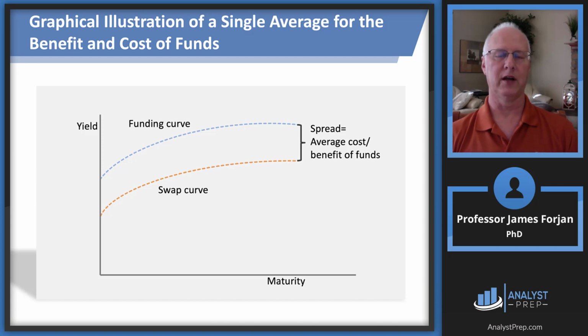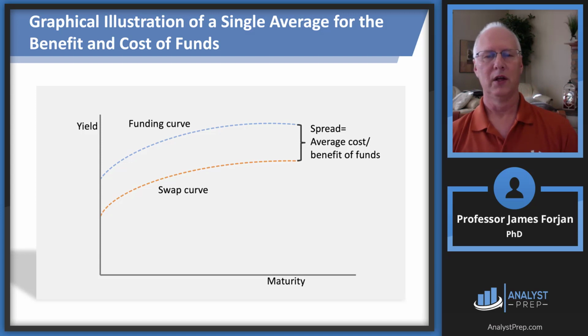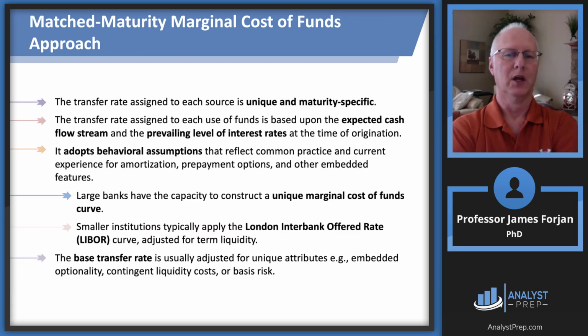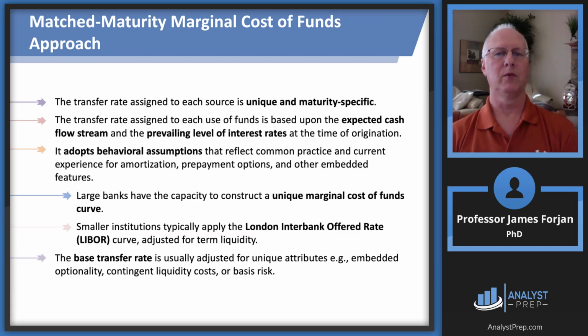Clearly, you should think of something like, well, you know what? There's different liquidity early on than there is later on. So that funding curve ought to have different kinds of slopes than the swap curve. And we'll see that here in just a few slides. So let's get to probably where the great source of questions will come from regarding this particular learning objective, the matched maturity marginal cost of funds approach.